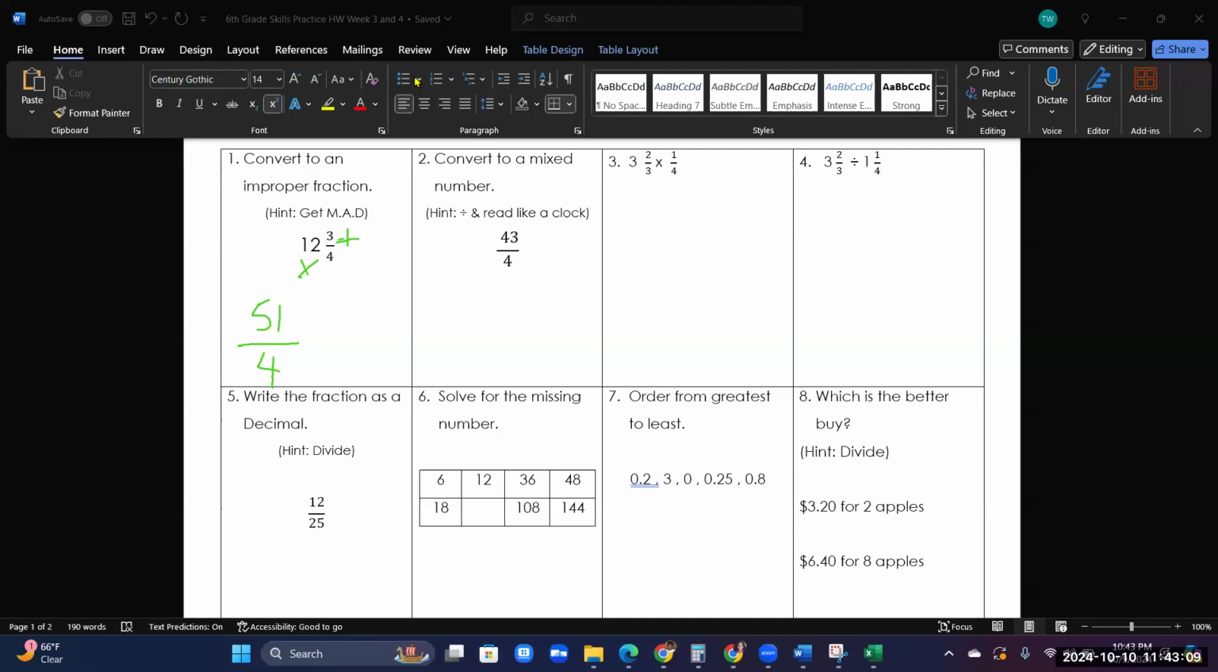Number two, convert to a mixed number. The hint says divide and read like a clock. 43 divided by 4. So that will be equal to 10 as our whole number. 3 will be your numerator, and the denominator will stay the same.